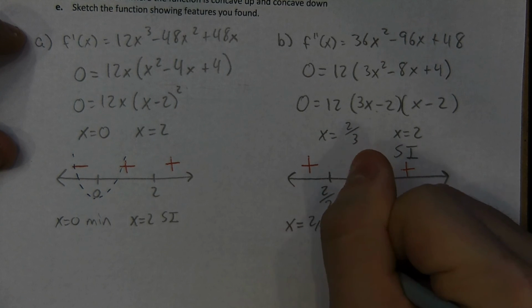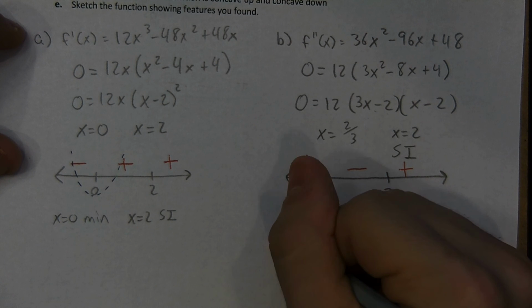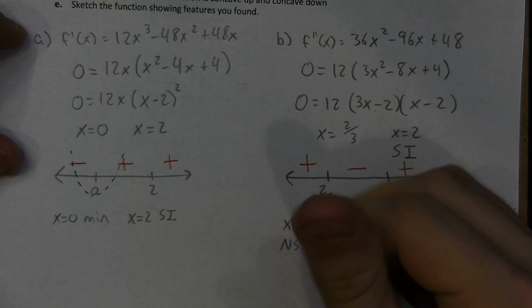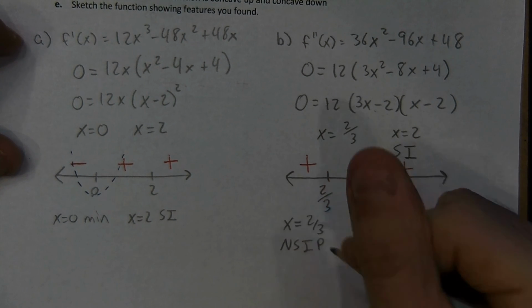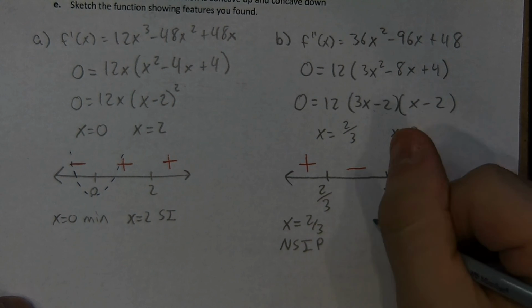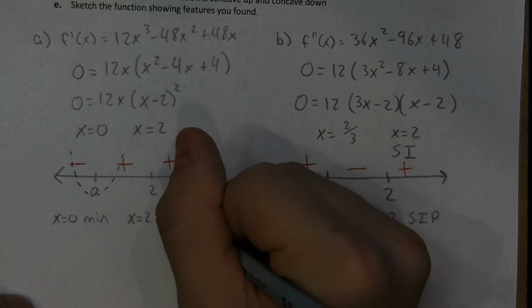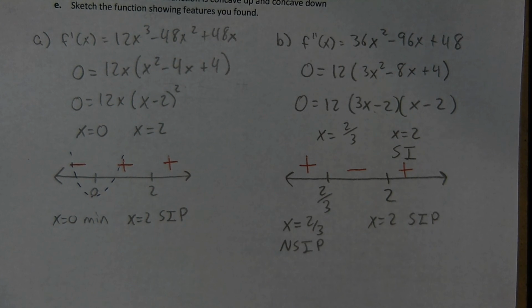But because it was not a stationary value, it is a non-stationary inflection point. I'm being really lazy in writing INSIP and things like that. I really shouldn't be doing that. And we already knew that x equals 2 was a stationary inflection point. I'm being really lazy. That is not normal mathematics. No other person would even know what that means if you wrote it. I just am being lazy.